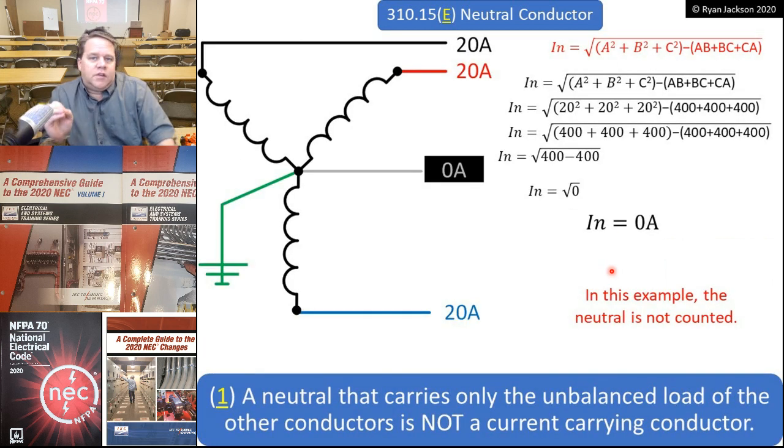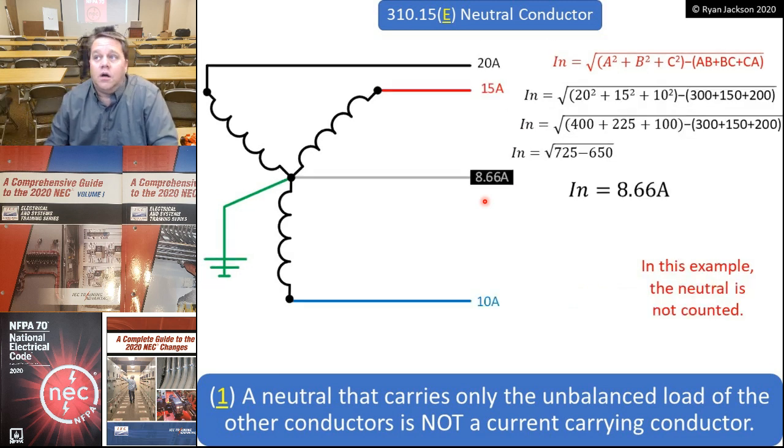It's the same concept with a Y-connected system. Here I have a perfectly balanced 3-phase 4-wire system, 20 amps, 20 amps, and 20 amps. That means I'm going to have 0 amps on the neutral, so I am not going to count it because that neutral conductor, again, is only carrying unbalanced load. And in this application, there is no unbalanced load.